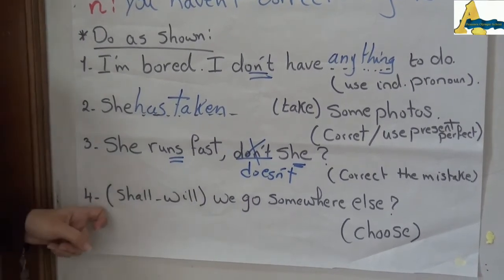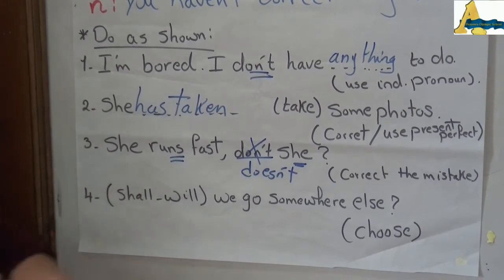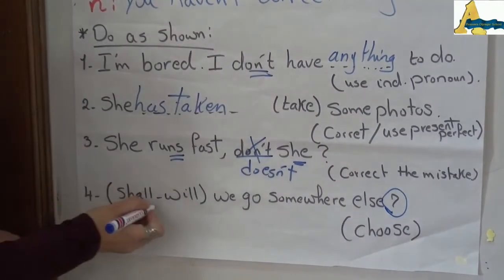Number 4, we are going to choose the right answer. Shall, will, we go somewhere else? Here we are going to choose. Of course, in the question, for the offers, we said that the question 1 is going to be shall.